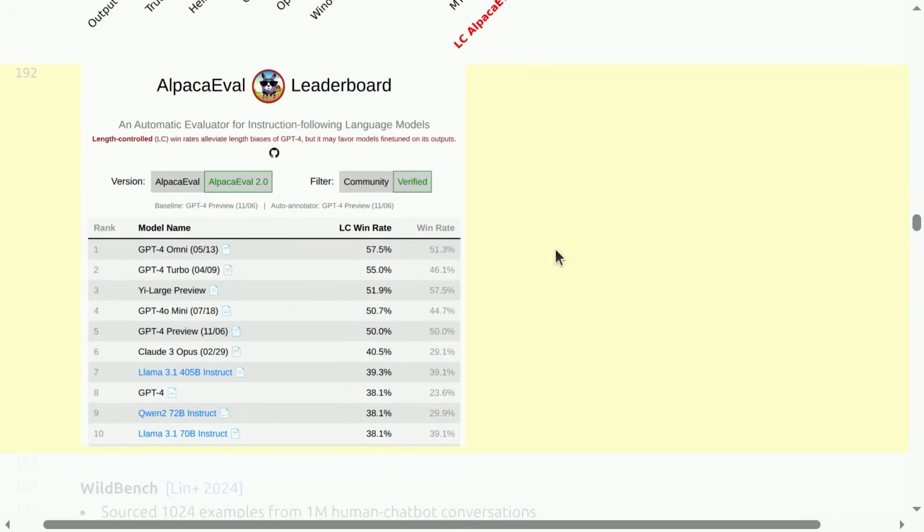Okay, so at this point, I don't think this leaderboard has been maintained in over a year, but this is kind of what it looked like at the time.